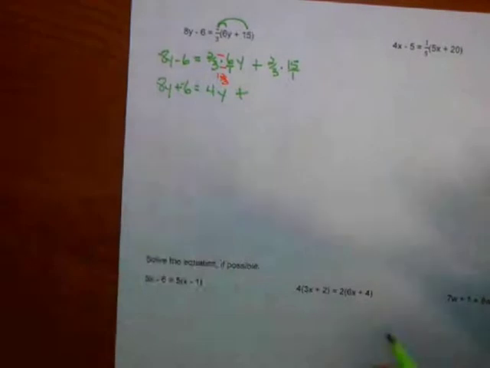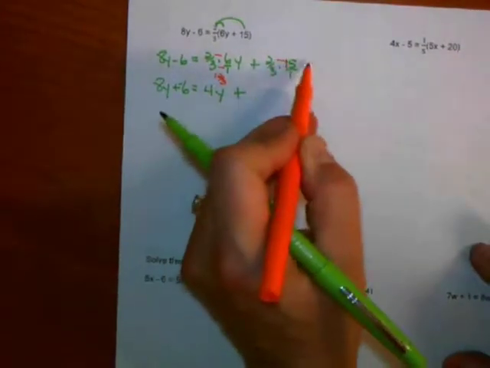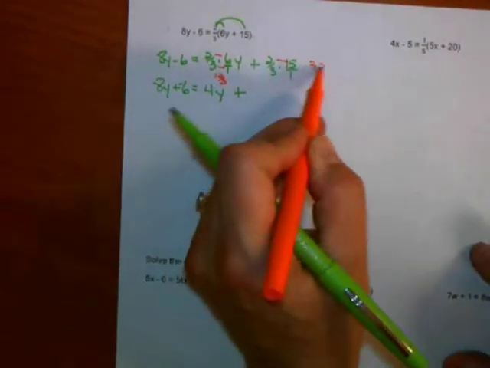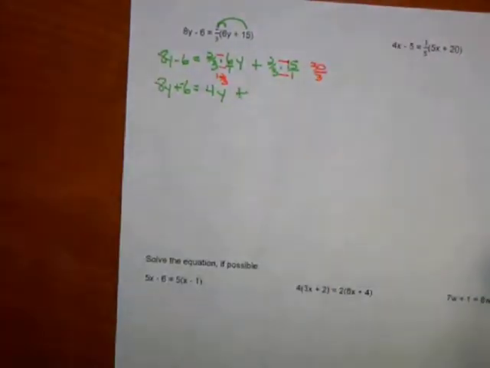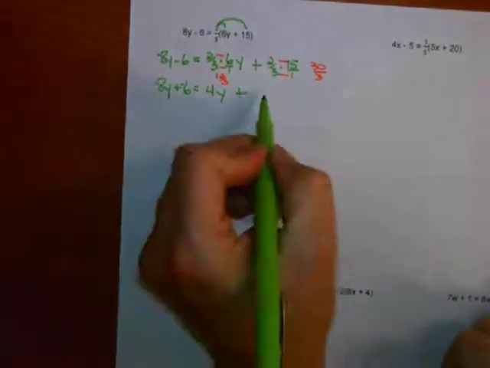Plus, 2 times 15 is 30. 3 times 1 is 3. 30 divided by 3 is what? 10. So that's what goes here.